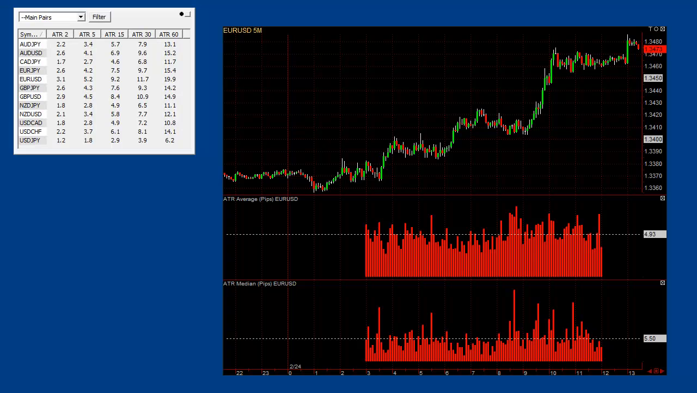In today's class, I'm going to discuss how to use range bar charting to improve your trading. Range bars are different than time bars in that they are based on a certain number of pips per bar and then a new bar starts.